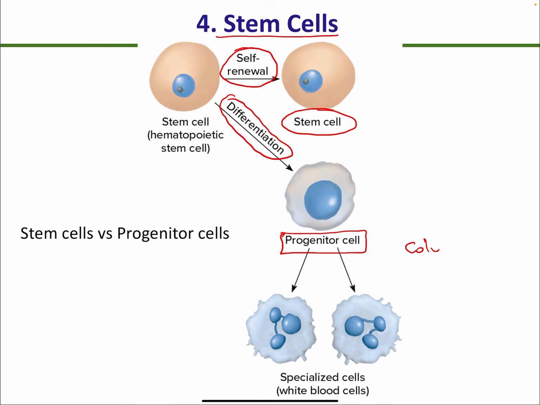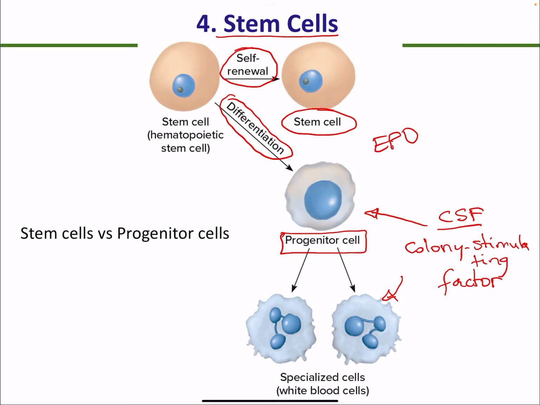colony stimulating factor, okay, the CSF are going to cause this progenitor cell to turn into white blood cells. There we go. By the same token, if the signal is EPO, or erythropoietin, this progenitor cell will not become a white blood cell, but it will become red blood cells.